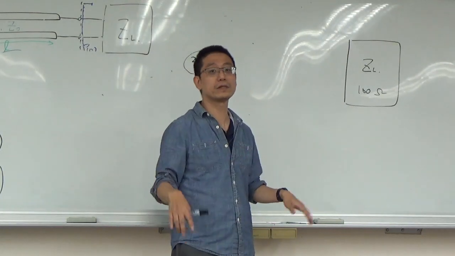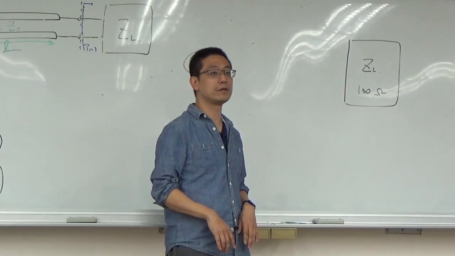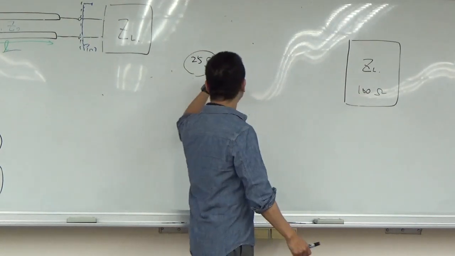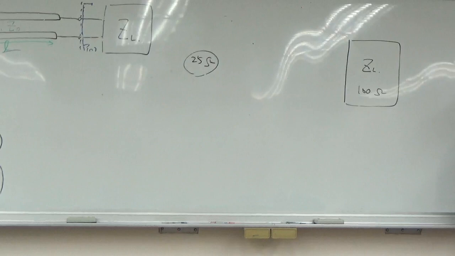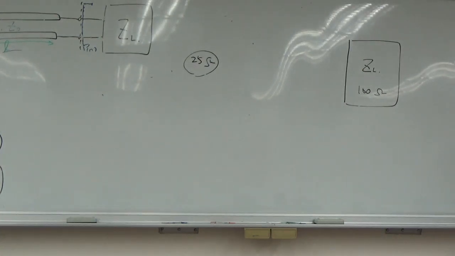Okay. Totally the same thing. I want to change 100 ohm to 25 ohm. I can use the equation I just mentioned. Z in equals Z0 squared over ZL, right? Am I right? What is Z in? This is 25. I want 25.